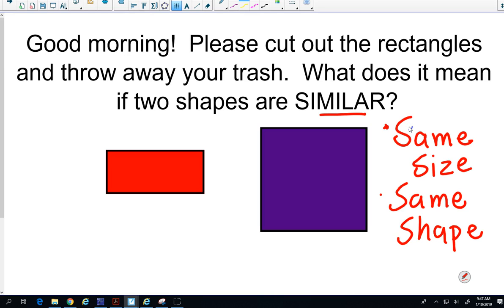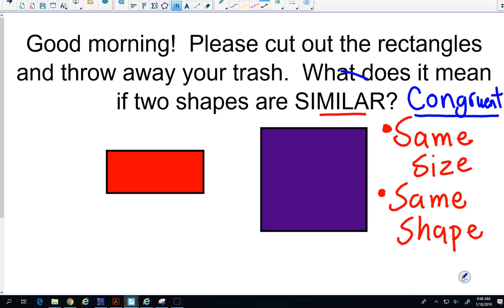Now there is a word that goes with same size and same shape, but it's not similar. If a shape is the same size and the same shape, there's another word that we use to describe shapes that are the same size and same shape. Does anybody know what that word is? Kendra? Congruent. Yeah. So you've actually given me the definition of congruent. If two shapes have the same size and they're the same shape, we say that they're congruent. They're exactly the same. But shapes can also be similar and not congruent.